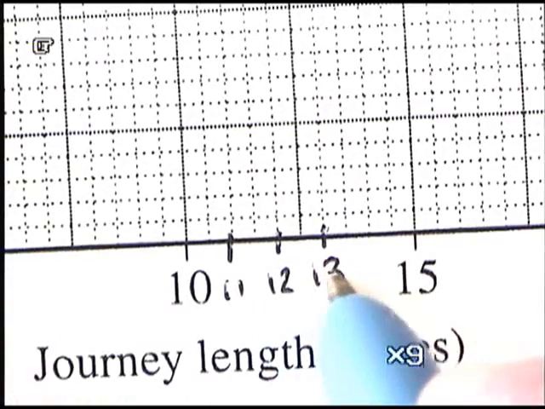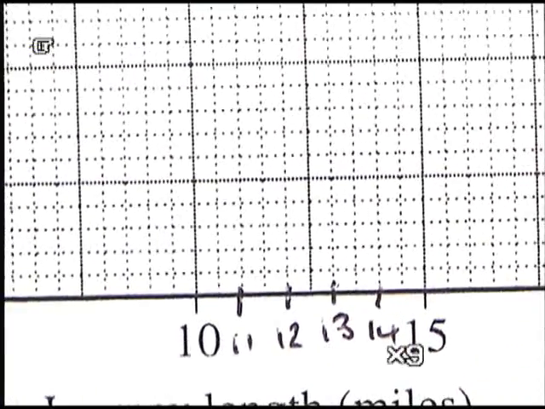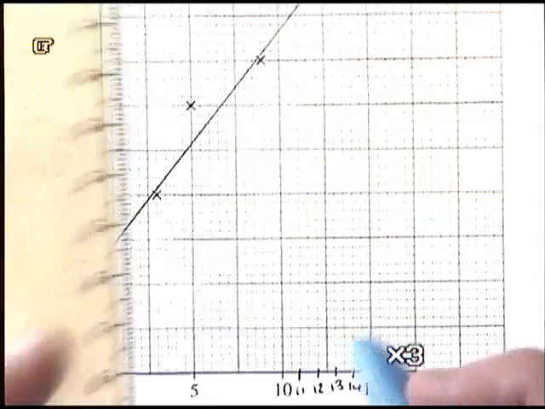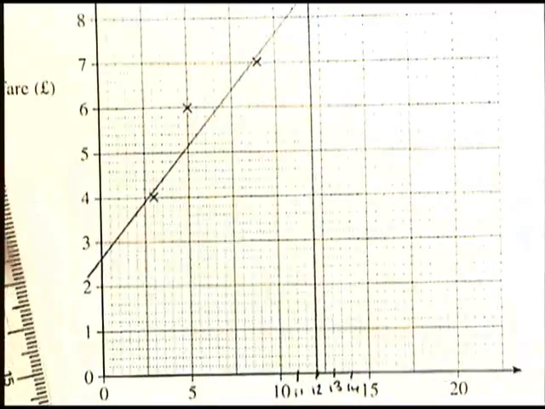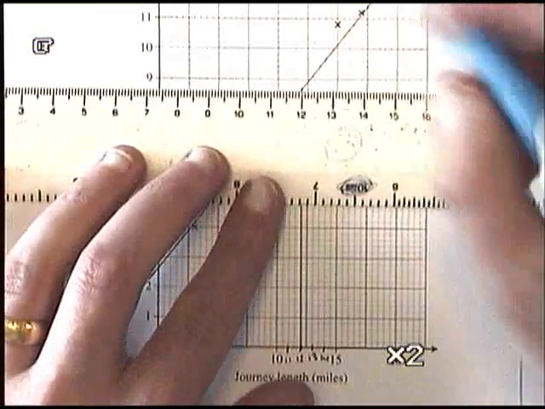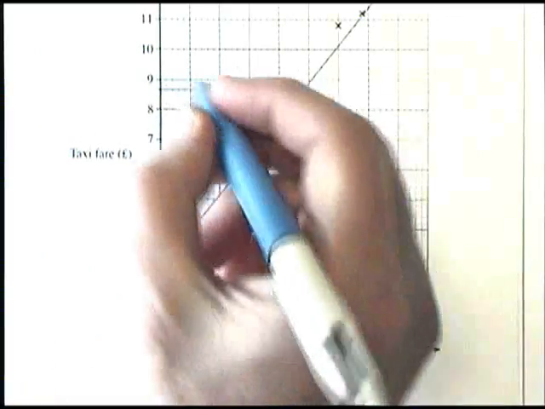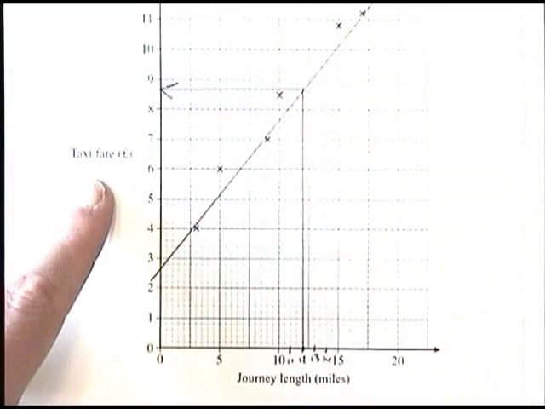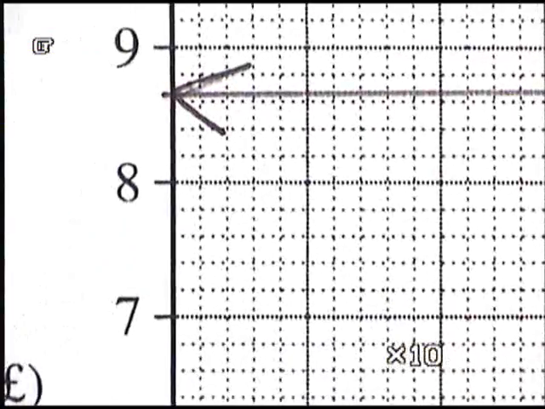Let's just check this will work. 13 and 14. So 12 is here. So what I need to do is go up from where I've got 12 up to my line of best fit, using a ruler. And I've stopped when I've hit my line, and from there go across to the left. And this will be pointing at a number over here, and this number is a taxi fare number.